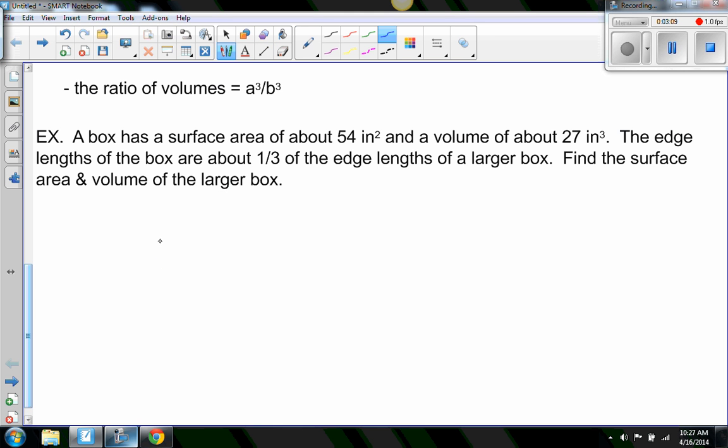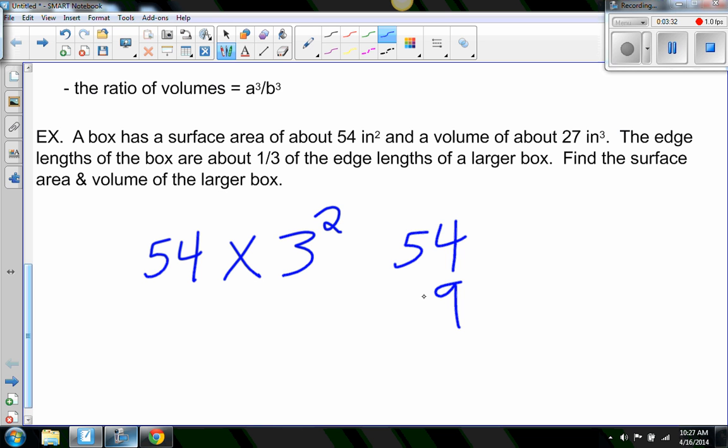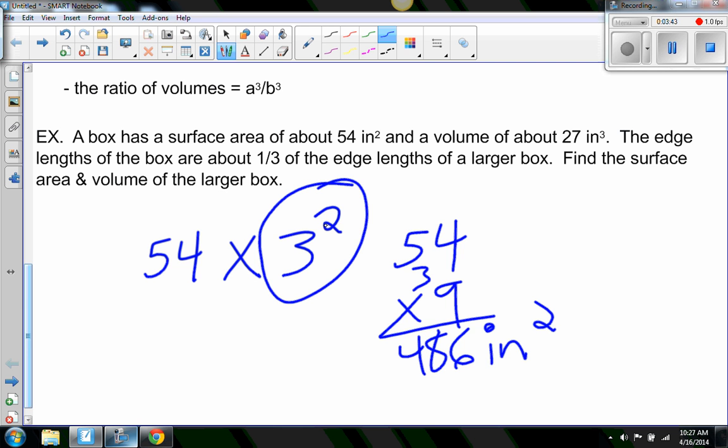So surface area is 54. And we know that our bigger one has to be 3 times bigger, right? You're not going to use 1/3 because you don't want to get smaller. You want to get bigger. And since it is surface area that we're talking about, you're going to square the scale factor. So you'll take 54 times 9. Because everything has to be proportional. 486 square inches.